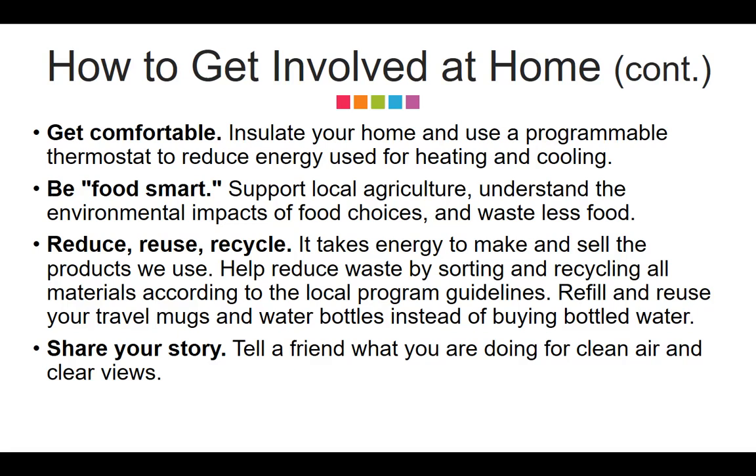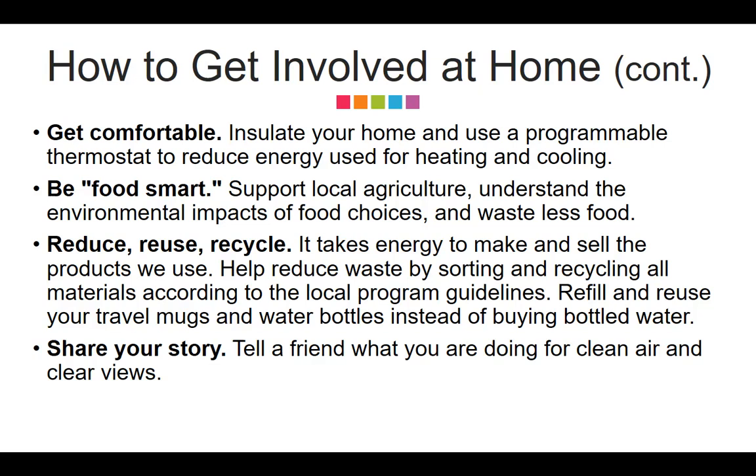Number four, be food smart. We talked so much last semester about the impact of agriculture. This is one of the most impactful activities that we do, is eat. And the food production system, whether it's meat or plants, that we currently use is just not very sustainable. So picking things that are more local, understanding the environmental impacts of your food choices, and wasting less food are all great ways to help be better green in terms of your decisions and choices.